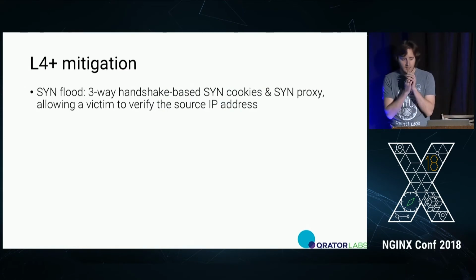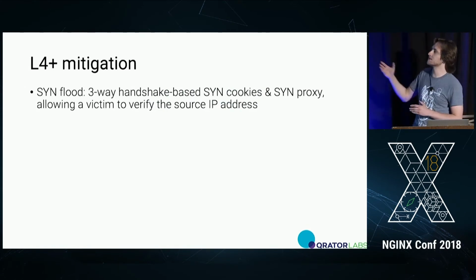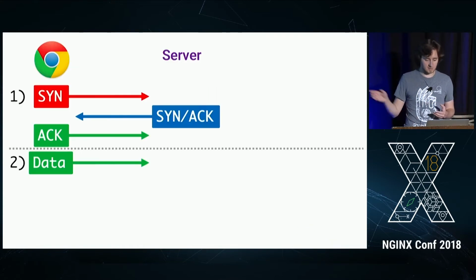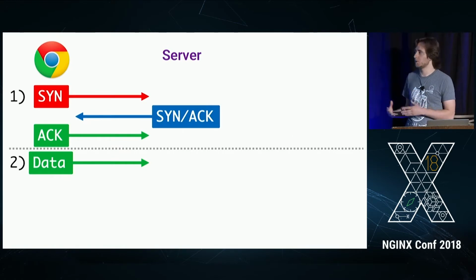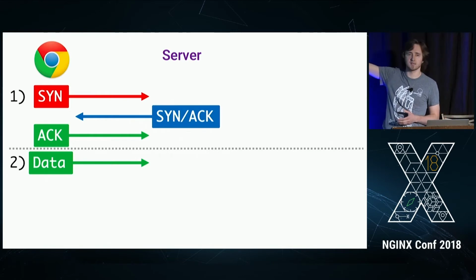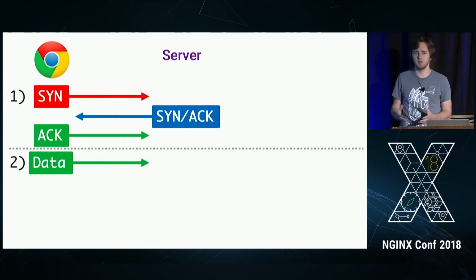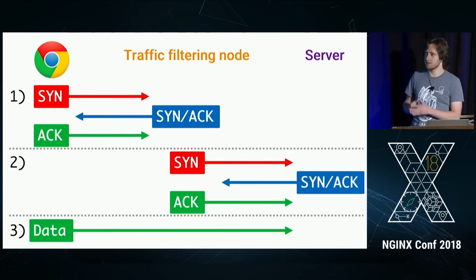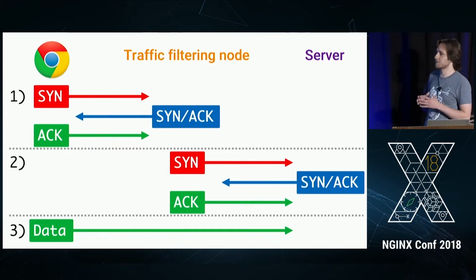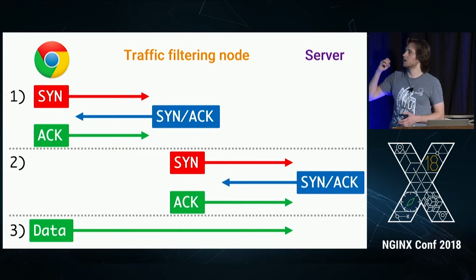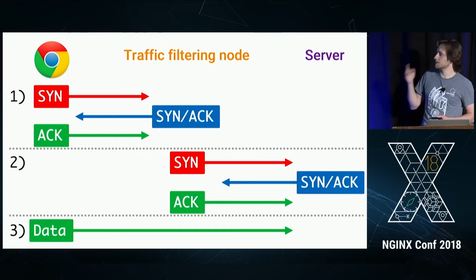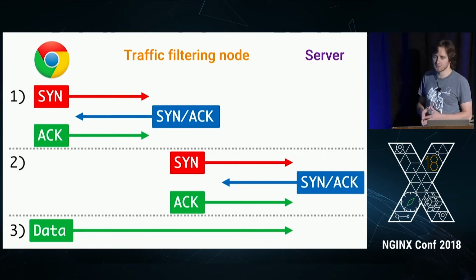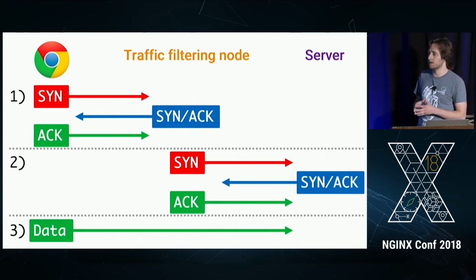So with regards to mitigation, against SYN flood you can use a three-way handshake-based SYN proxy, allowing a victim to verify the source IP address. Here is how it works. Here is the typical three-way handshake towards the server. If you get a lot of SYN segments here, then your connection table will just explode, or even your bandwidth will come to a complete shutdown. To address that issue, you put a traffic filtering node with enough inspection power and bandwidth, which responds to SYN segments, so connection requests, and allows the handshake towards the server only when it's successfully done to the traffic filtering node. So the source IP address is verified using the algorithm called SYN cookies.